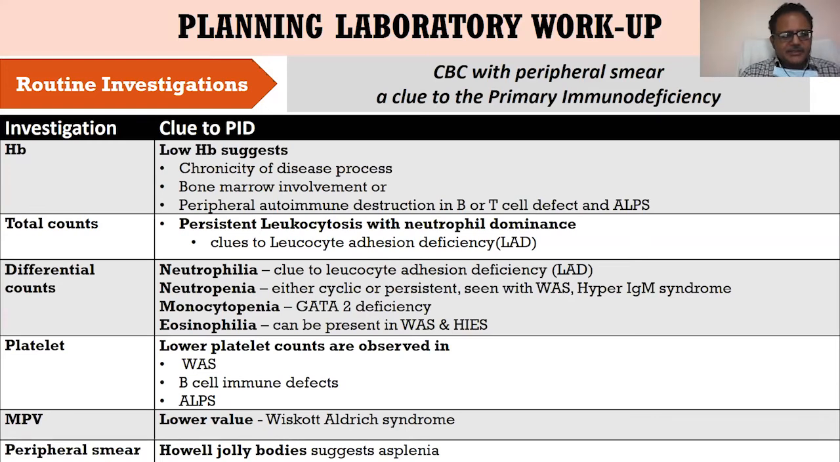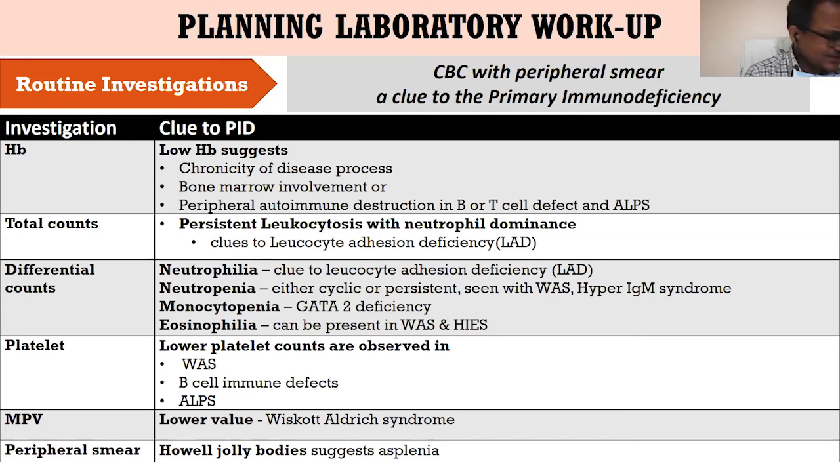Coming to the platelet counts, low platelet counts are seen classically in patients with Wiskott-Aldrich syndrome, B cell immune defects, and autoimmune lymphoproliferative syndrome. Wiskott-Aldrich syndrome is an X-linked recessive disorder, and it presents with eczema, thrombocytopenia, and immunodeficiency within the first few months of life.